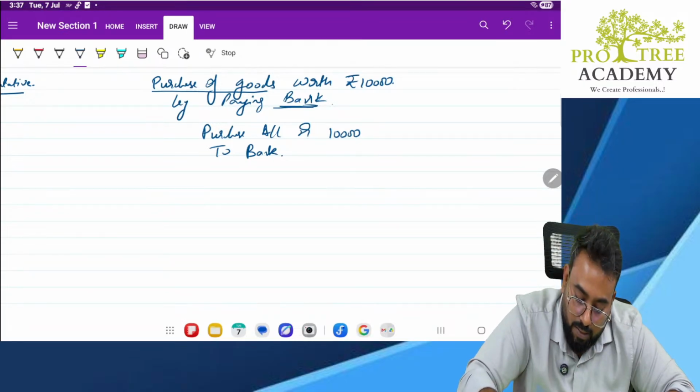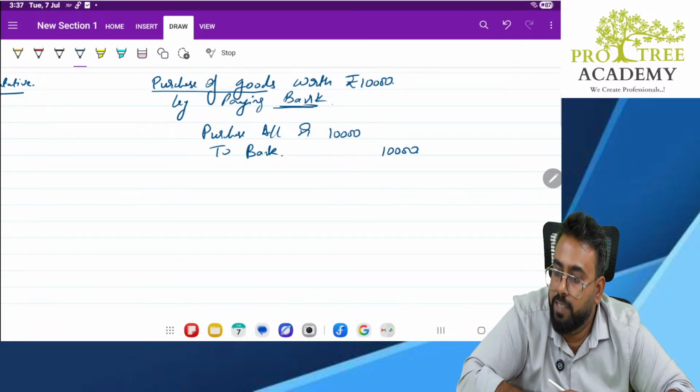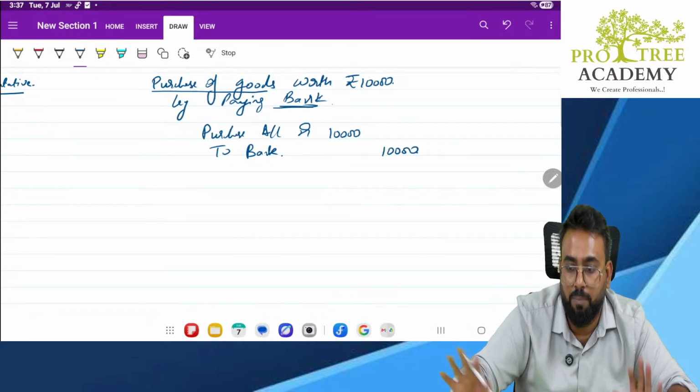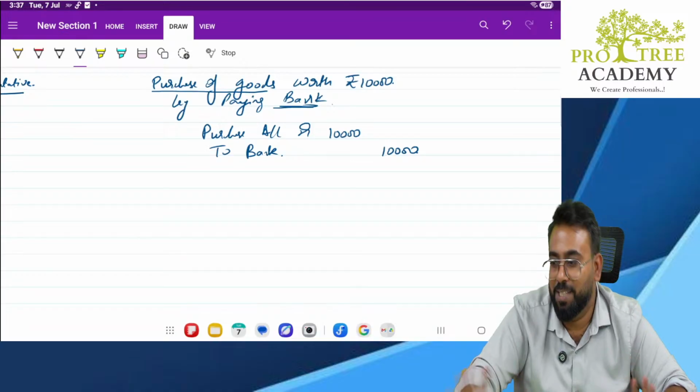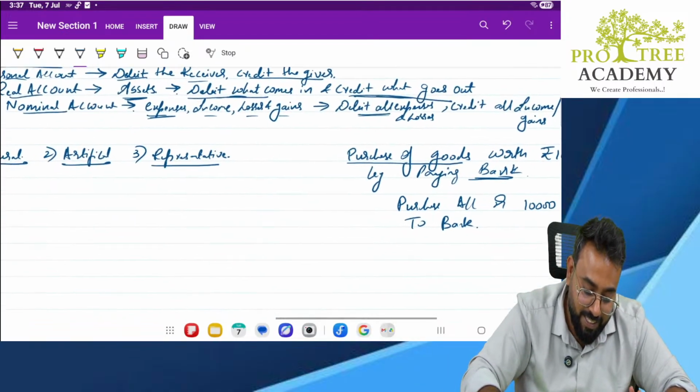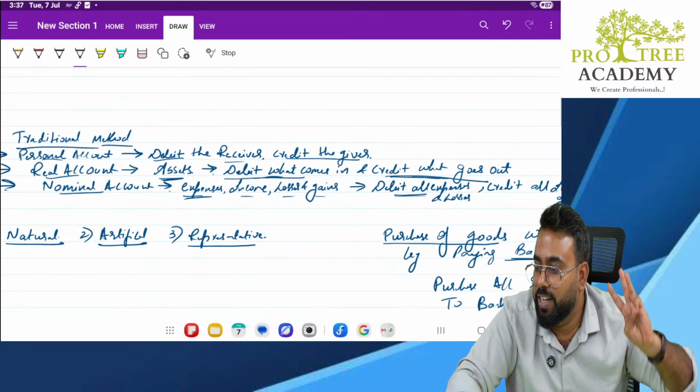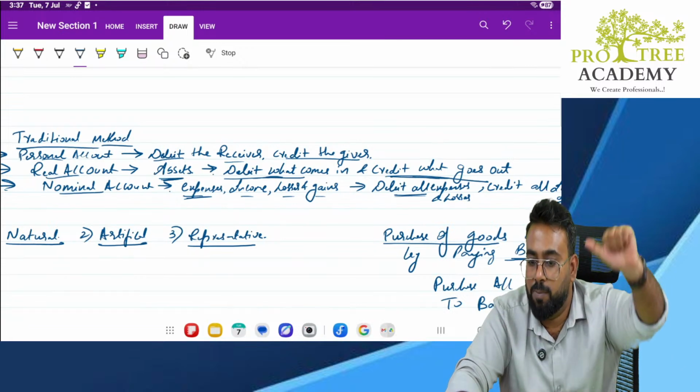Clear? Is everybody clear? Yes? This is enough. I wanted to explain what is the traditional method, and I explained. Now, no more traditional method. This is just for your knowledge. If a question comes for 3 marks or 5 marks, explain the golden rules.